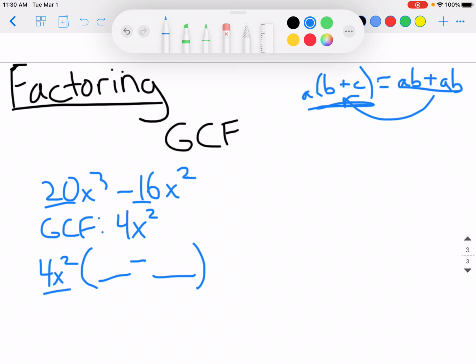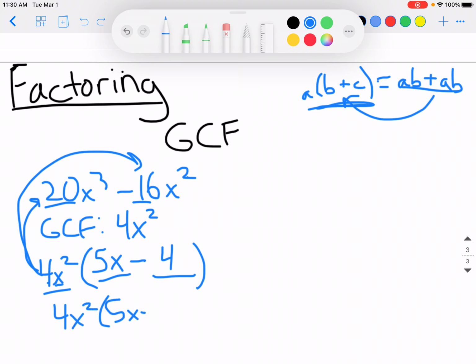So what would I need to multiply 4x squared by to get to 20x to the third? Well, to go from 4 to 20, I'd have to multiply by 5. And to go from x squared to x cubed, I need an x. Now I'm asking myself again, what do I need to multiply 4x squared by to get 16? Well, that would be 4. And then what do I need to multiply x squared by to get x squared? Nothing, just 1. So I'll leave it like that. And my final answer is 4x squared times the quantity 5x minus 4. Make sure you put parentheses on all the boxes that walk away.